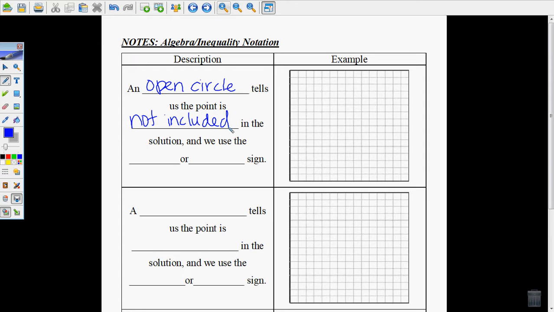Exactly. So we use the strictly less than and strictly greater than. So here's my less than, and here's my greater than. I always get them confused. A good way to think about the less than is it kind of looks like an L. Less than kind of makes an L. See it? Because the L faces that way.